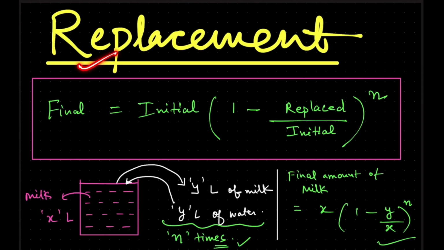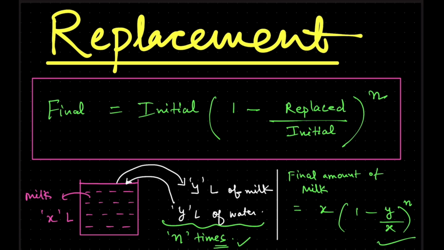So today let's see how to do the replacement questions. Questions like, suppose milk is X liter in a vessel and Y liter of milk is replaced by Y liter of water, and this process is done n times. What is the final amount of milk at the end of the process? You can't do these questions manually as it takes a lot of time, so we need a formula for this.